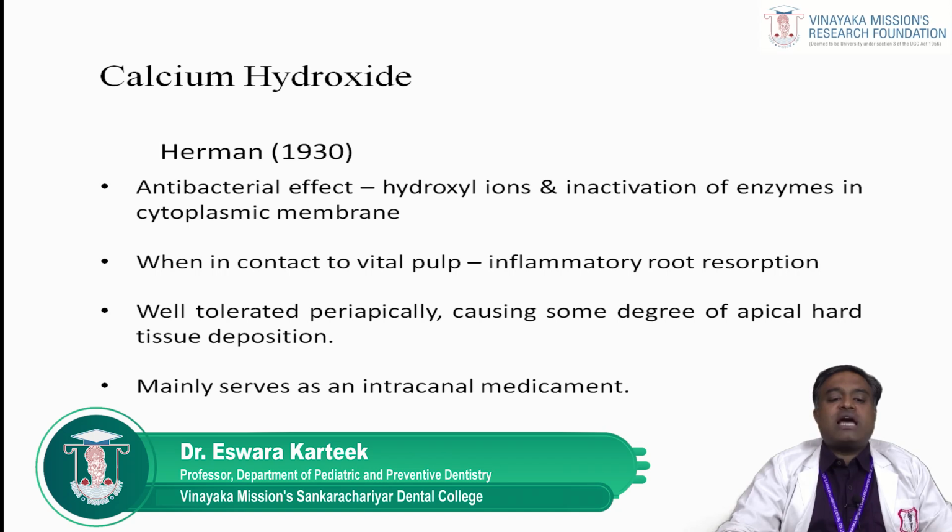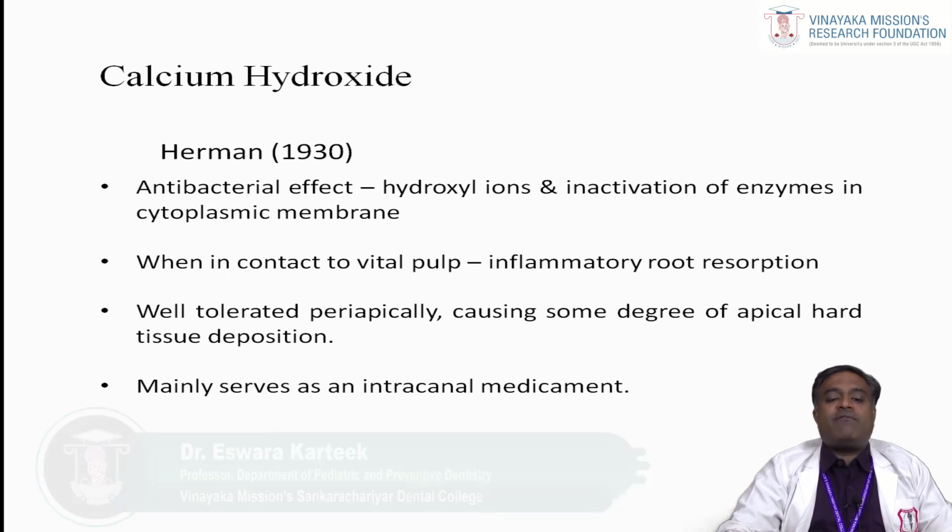Next, coming to calcium hydroxide, which was given in 1930 by Hermann. Mostly this calcium hydroxide has an antibacterial effect, through hydroxyl ions and inactivation of enzymes in the cytoplasmic membrane. When in contact with vital pulp, inflammatory root resorption is seen. It is well tolerated periapically, causing some degree of apical hard tissue deposition. Mainly the calcium hydroxide serves as an intracanal medicament.